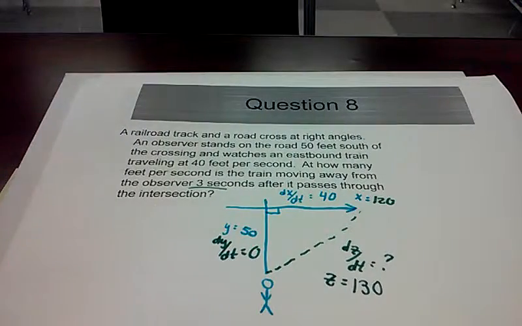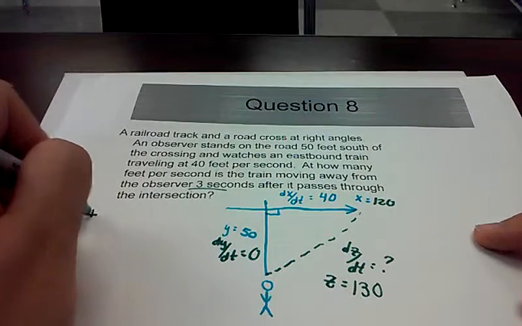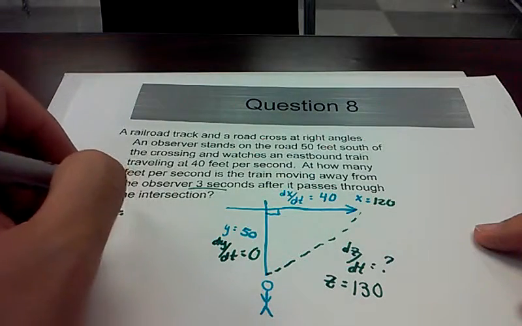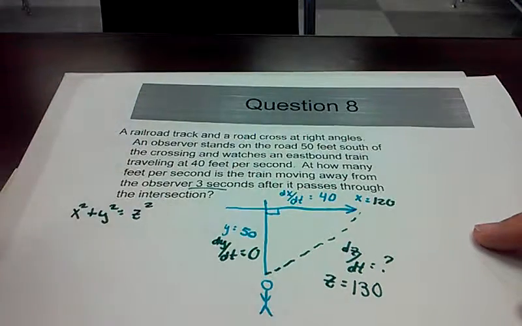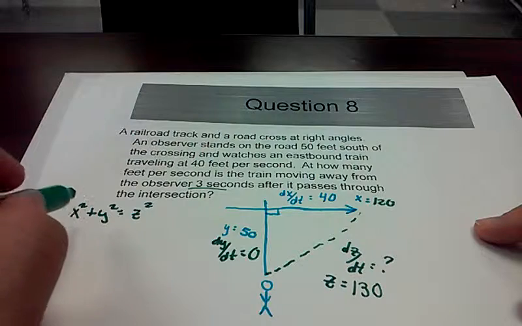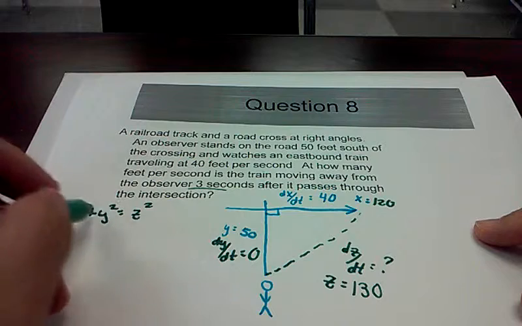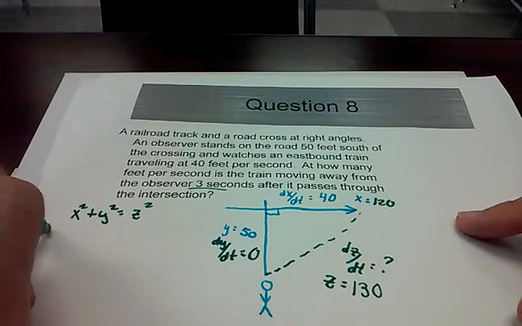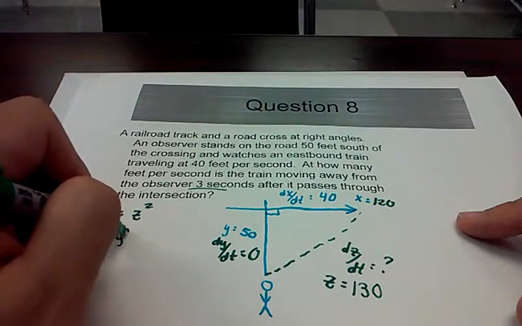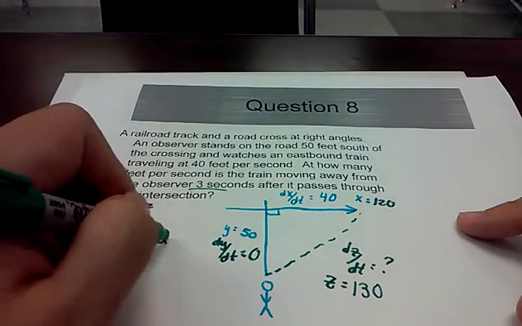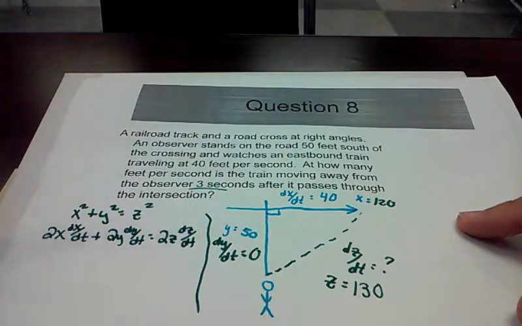Okay, now we're going to write out the formula for this situation, which will be x squared plus y squared equals z squared. All right, now I could, since y is not changing, just go ahead and plug in 50 for y, but I'm going to do implicit differentiation and put 2x dx/dt plus 2y dy/dt equals 2z dz/dt. Now keep in mind, we're trying to find dz/dt.